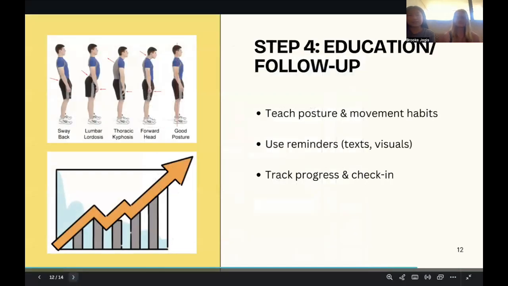Next is step 4, which is education and follow-up. Education is essential to the success of this program. We'll teach neutral spine alignment for sitting, standing, and lifting through in-class demonstrations and visuals. We'll also send weekly motivational texts, use posters around the gym, and reassess flexibility and strength at the mid-program checkpoints to track improvements. All of these strategies are designed to promote long-term commitment and spinal health.